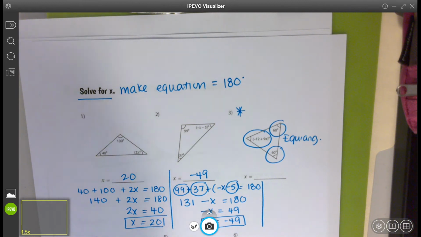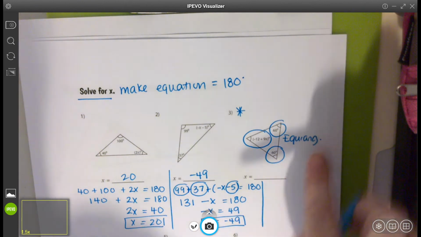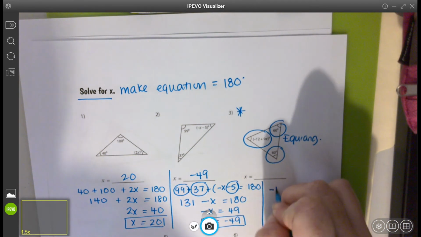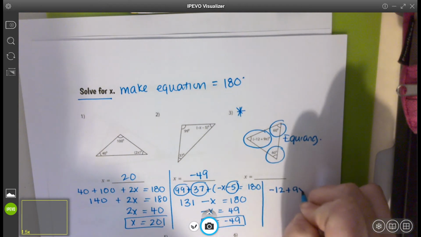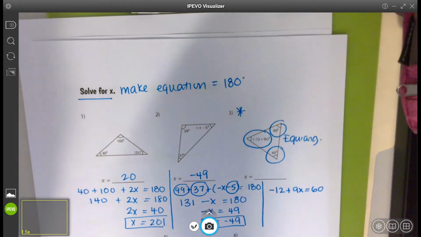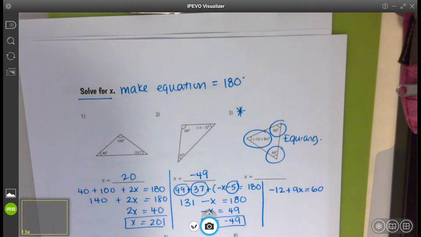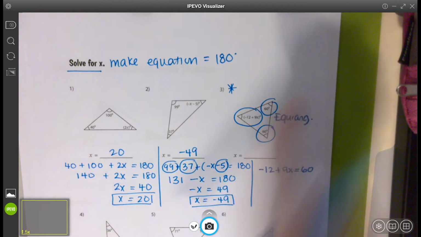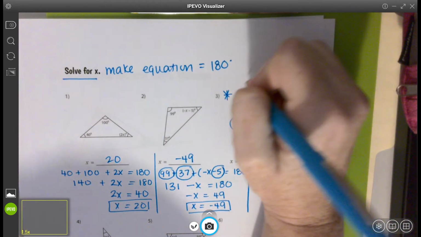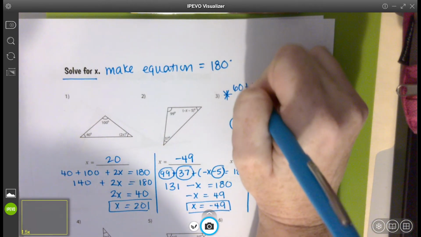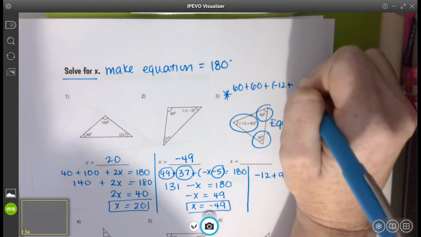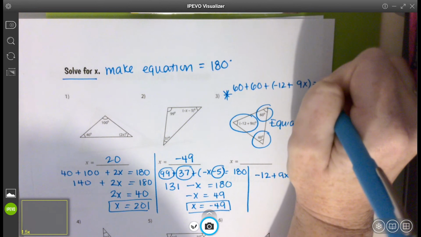So I can set up a short equation or a long equation. If I know my vocabulary right off the bat, I can set up an easier equation. I can say negative 12 plus 9x equals 60. That's the shorter equation. Or I can write my longer equation. I'm going to write that one up here by the star. I can write 60 plus 60 plus negative 12 plus 9x equals 180.